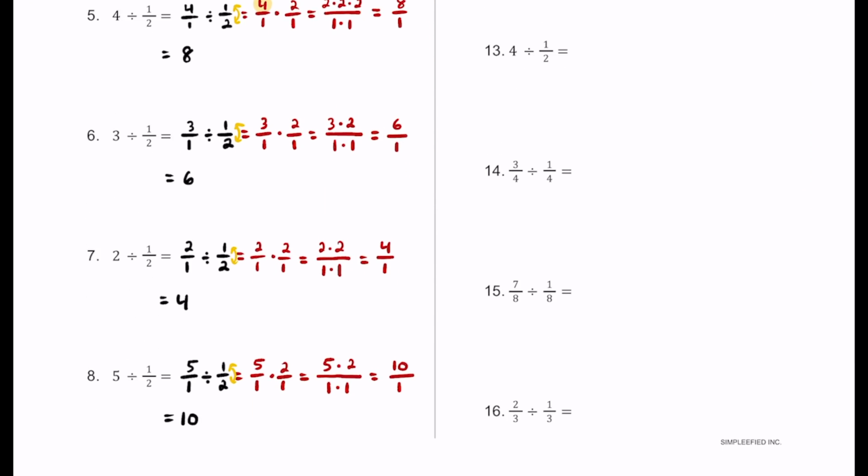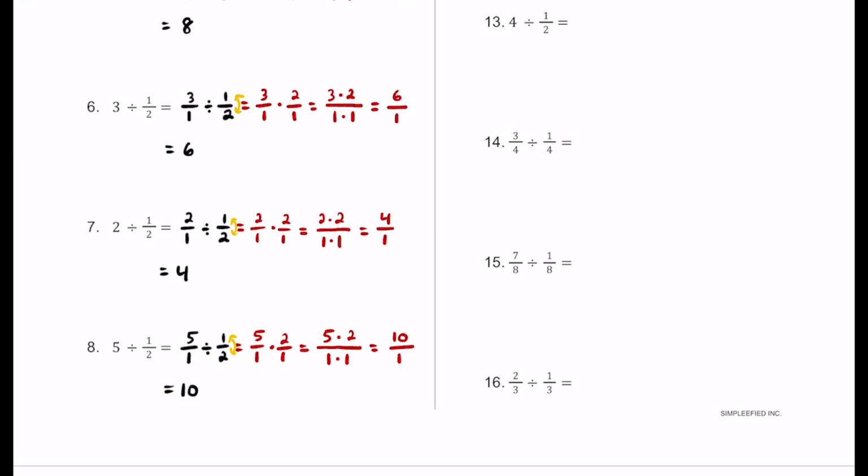For number 13, we have this 4 divided by half. So 4 as a fraction is going to be 4 over 1 divided by half. That's going to stay the same for now. And let's go ahead and rewrite this as a multiplication problem. So 4 over 1 stays the same. Let's write multiplication, and let's flip this 1 over 2. Let's make it 2 over 1.